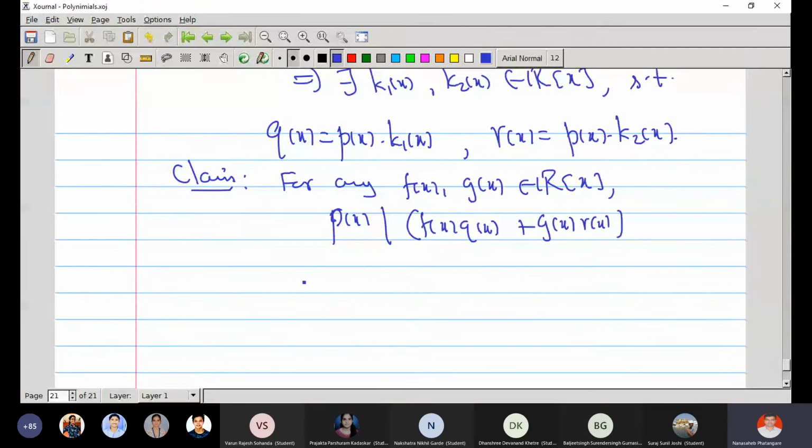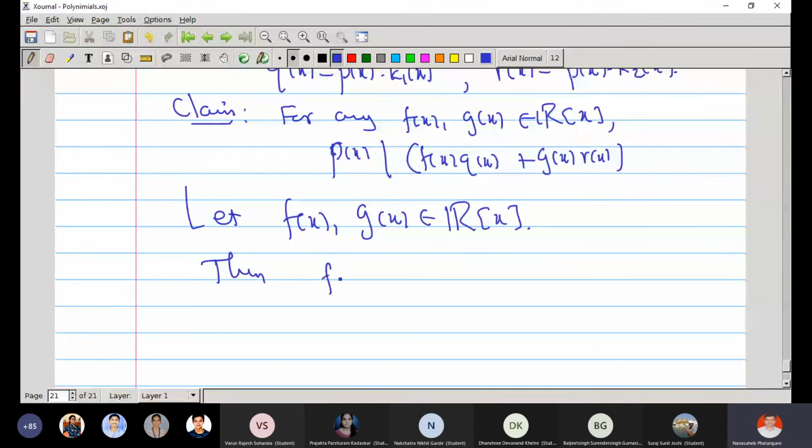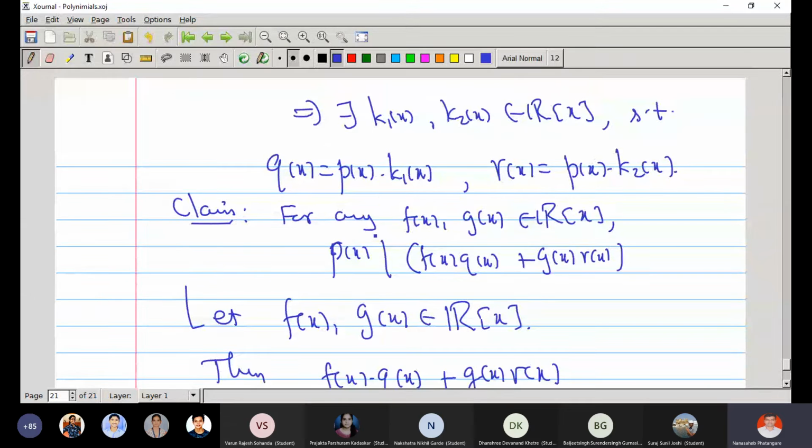So now choose any two polynomials f(x) and g(x) from R[x]. Just close your eyes and select two polynomials, then consider f(x) times Q(x) plus g(x) times R(x). So just calculate this expression and see what happens. Can we see that P(x) divides this combination? But by our previous data, what is Q(x)?